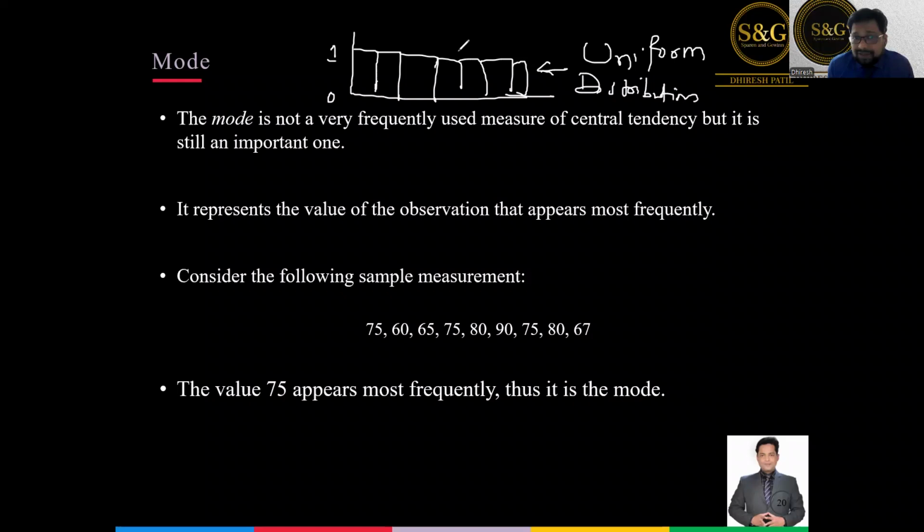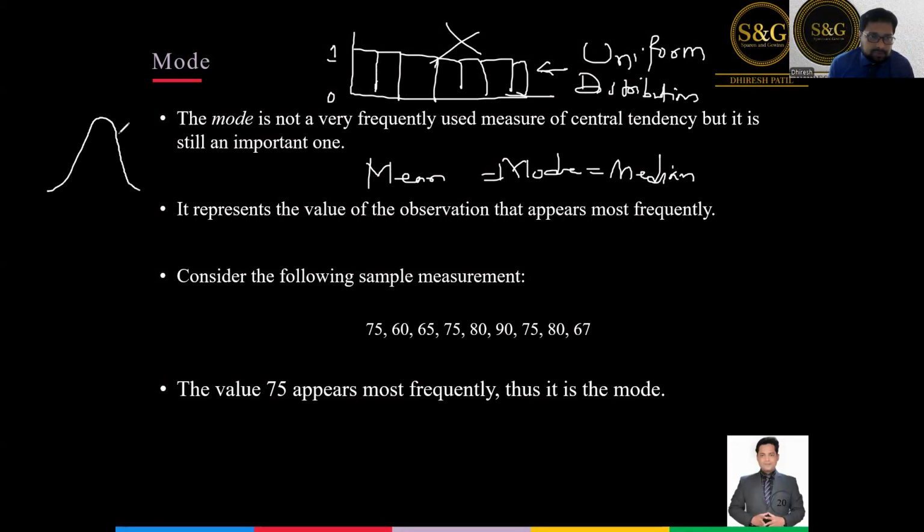This is also not the normal distribution. Uniform distribution is different than the normal distribution. Normal distribution has the mean equal to mode equal to median, and they are at the center, which is like this. So mean, mode, median are at the center here. Okay, that is called normal distribution. So this is called uniform distribution.